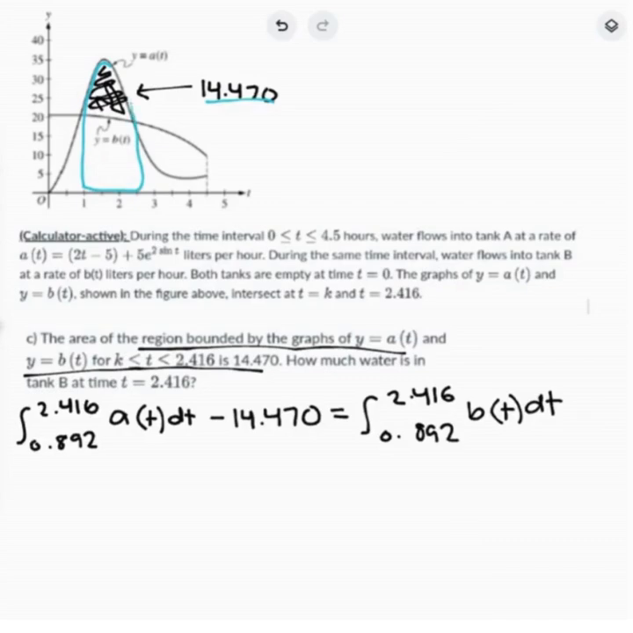For part C, you'll need to find how much water is in tank B from K hours to 2.416 hours by integrating the function B over that interval. Since we solved for K in part B, we already know that it is equal to 0.892.